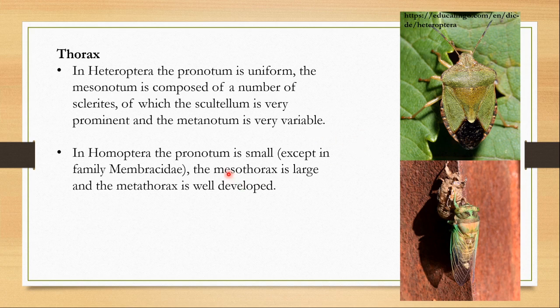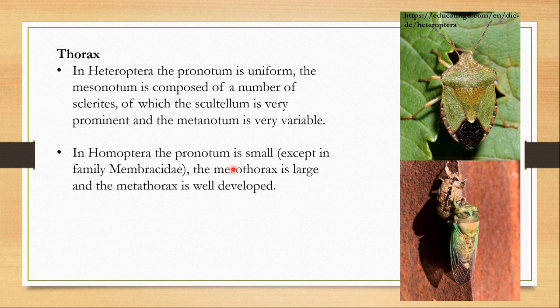In Homoptera, the pronotum is small except in family Membracidae, which I am going to show you in a little while, and the mesothorax is large and the metathorax is well developed. So in Heteroptera, the pronotum has no diversity, it is uniform. The mesonotum contains the scutellum and it is made of a number of sclerites. Scutellum is just one of them. And the metanotum is very variable. It can be of many different sizes based on the species.